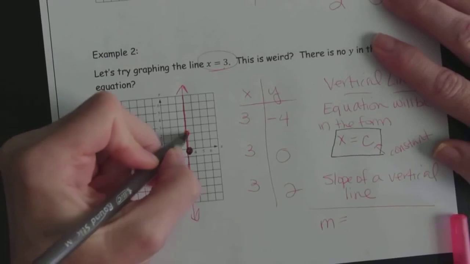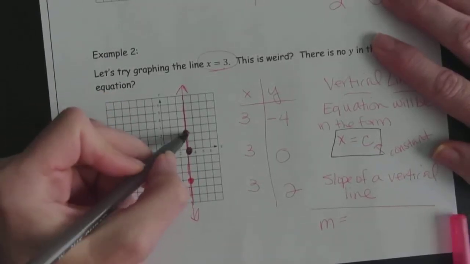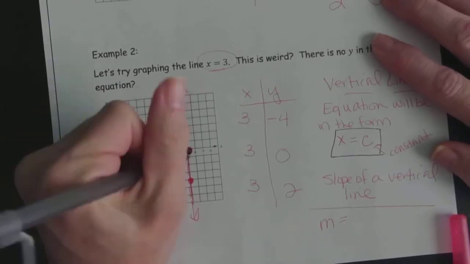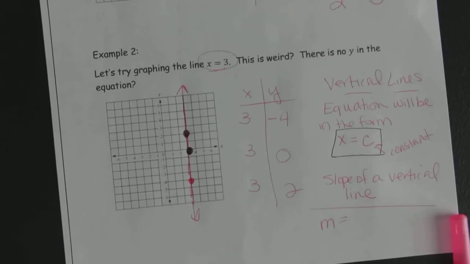Okay, the slope of a vertical line, here we go, m equals. Okay, let's count rise and run. Let's just pick these 2 points here. These 2 here, I'll darken them. So to get from bottom to top, oh, wow.